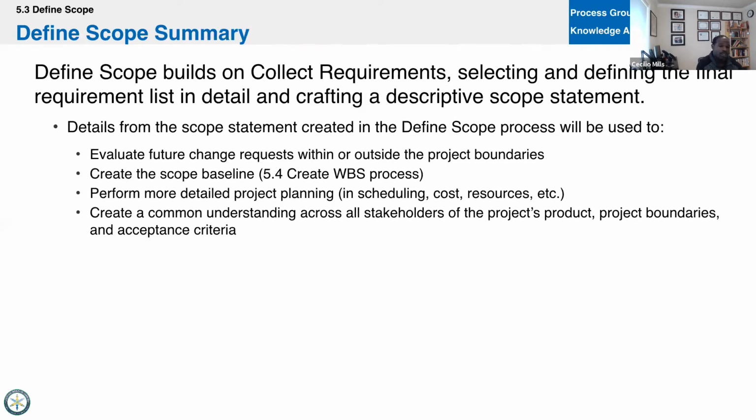We'll also use this to create the scope baseline. You'll see what that is. It's going to be this scope statement plus 2 other project artifacts. It helps you get more detailed in planning, of course. Schedule, cost, resource, everything comes from the scope statement. This is the most important document for PMI, by the way.